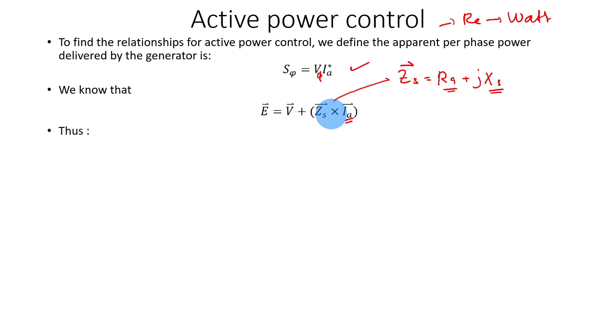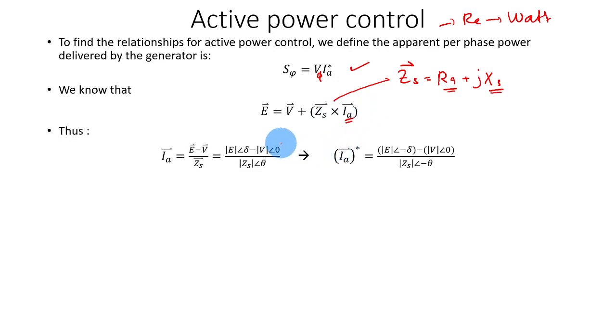If you rearrange this equation and bring the current to the other side, the armature phasor current is equal to the generator voltage minus the phase voltage, divided by the synchronous impedance. I just put this to show you in terms of magnitude, voltage and phase angle.